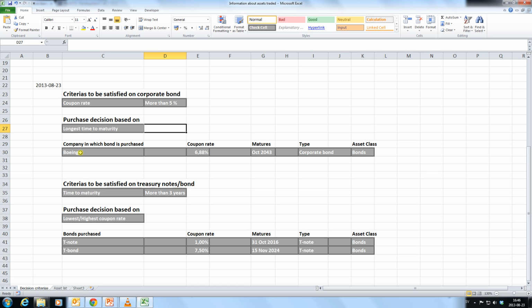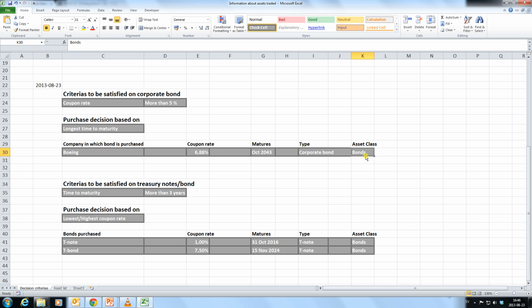The bond I did purchase was Boeing. The coupon rate was 6.88%. It matures in October 2033. The type, this is something that I did not have in the stock movie, but I'm going to include it in just a second also for the stock. The type is a corporate bond and the asset class is bonds.